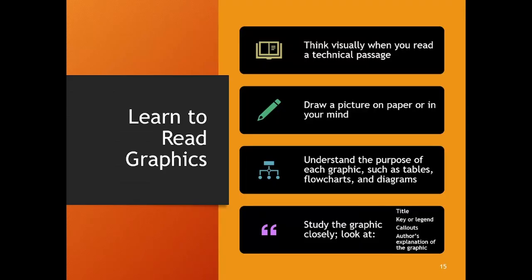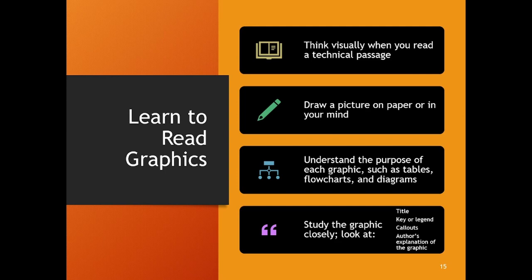Learning to read graphics. So this is kind of a throwback to our chapter 6. Think visually when you read a technical passage. Draw a picture on paper or in your mind. Understand the purpose of each graphic, such as tables, flowcharts, and diagrams. Why are they there? What is their purpose?